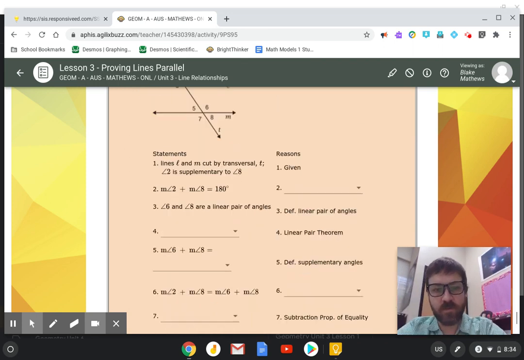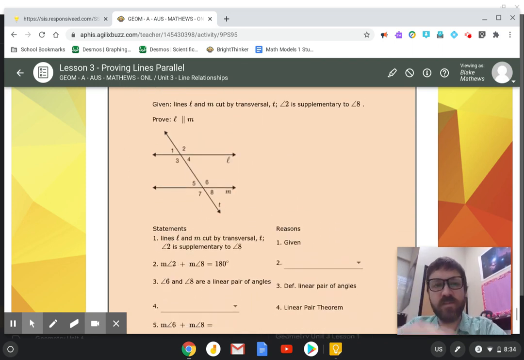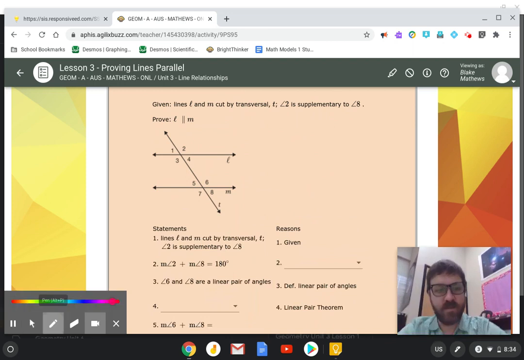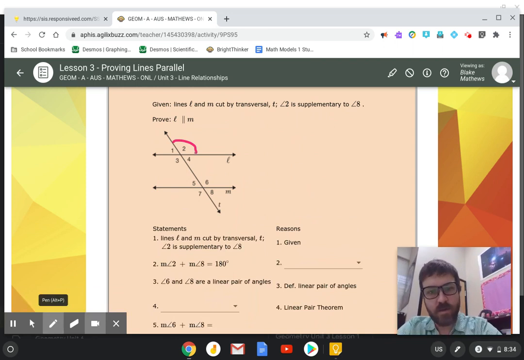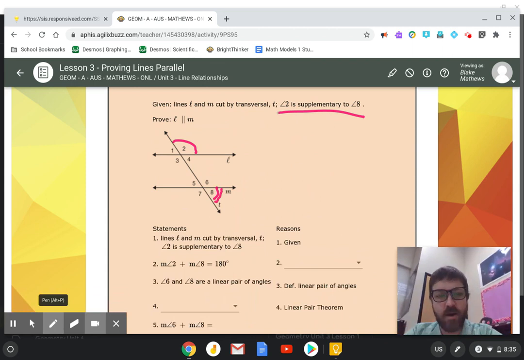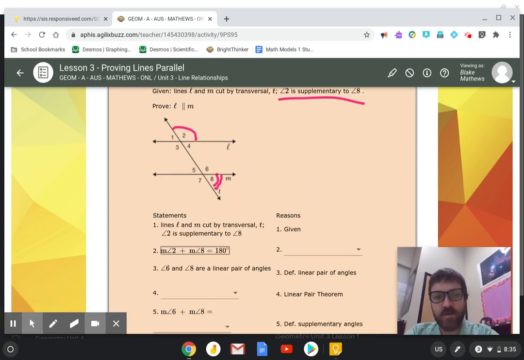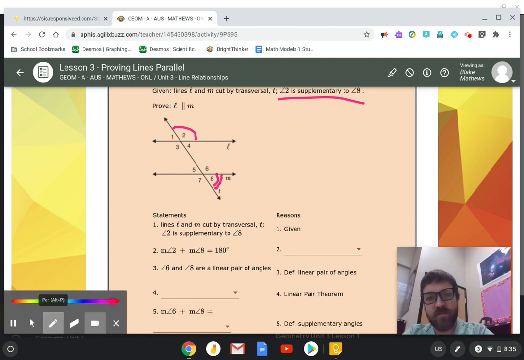So I'll do this one with you. It's a lot longer. It says lines L and M are cut by a transversal. We see that again in our diagram. Angle 2 is supplementary to angle 8. So this angle and this angle are supplementary. They already put that one down. That's our given. And then they say angle 2 plus angle 8 equals 180. You should be thinking, well, that's what supplementary means, right? Supplementary means that they add up to 180.